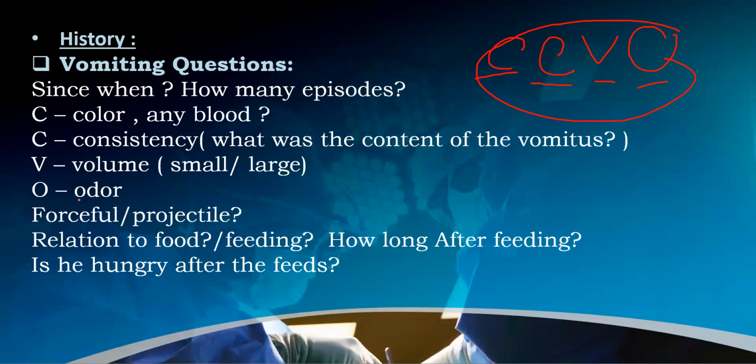And then ask about, is it foul smelly or not? So CCVO is your important thing: color, any blood, consistency, volume, and odor. Then next you ask, is it forceful or projectile? Now, forceful projectile vomiting is a characteristic of pyloric stenosis. So it's a very, very important question.